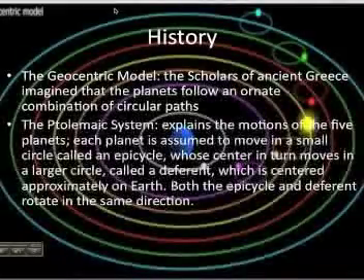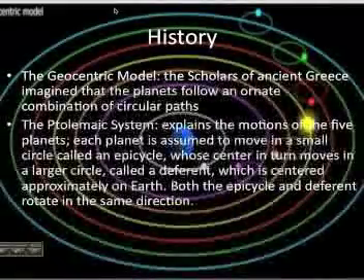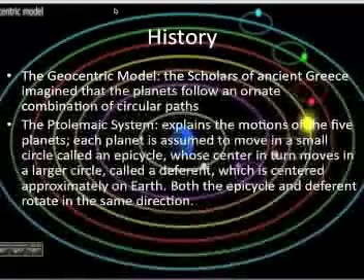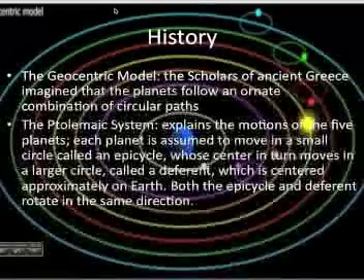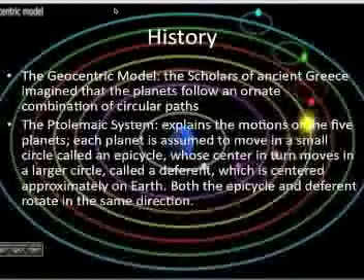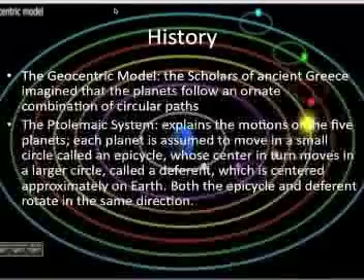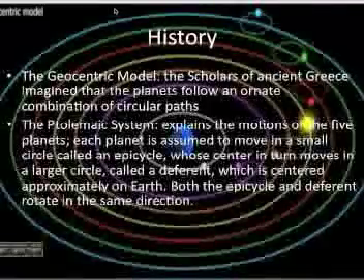Before Kepler could derive his laws, ancient Greek astronomers came up with the geocentric model to explain how the motions of our planets worked. The geocentric model is explained by the scholars of ancient Greece imagining that the planets follow an ornate combination of circular paths with Earth in the center, as seen in the picture behind on this slideshow.